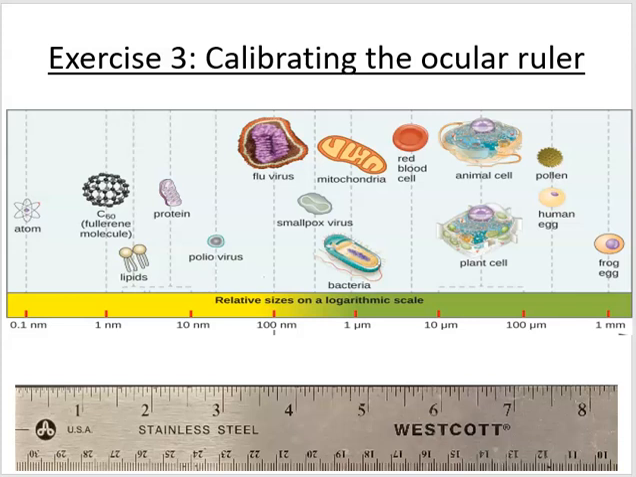In exercise 3, we're going to be looking at a process that we call calibrating the ocular ruler. The point behind this lab is, if you look down here, you can see the relative sizes of different kinds of microorganisms and other particles that are being measured. And you can see there are units associated with this.